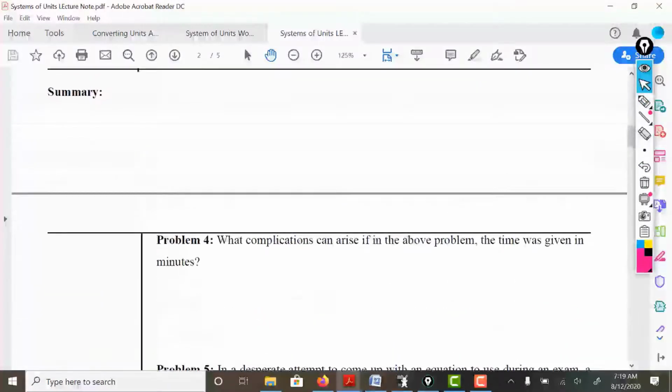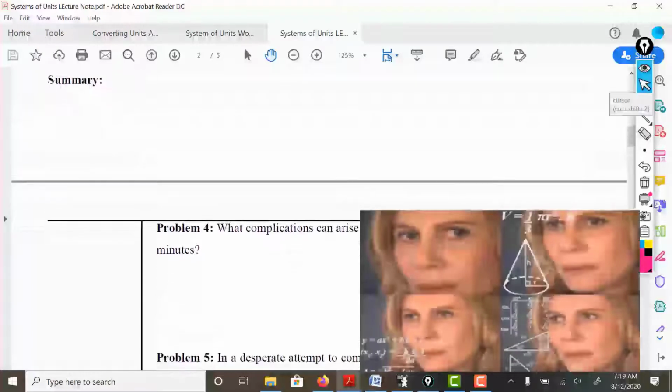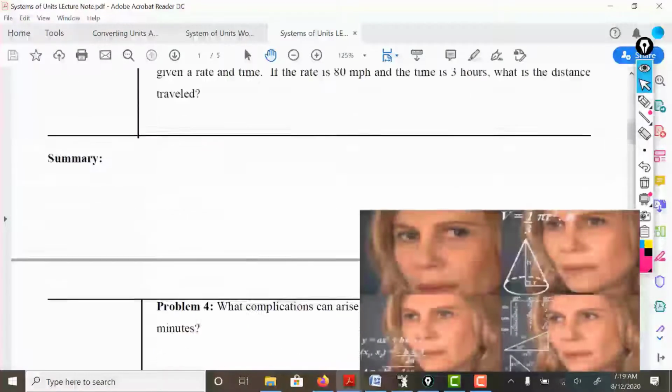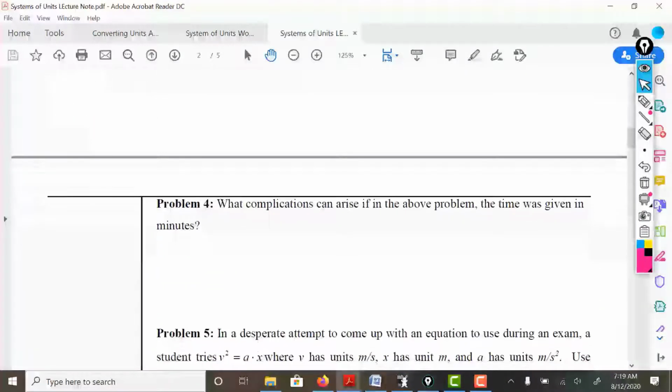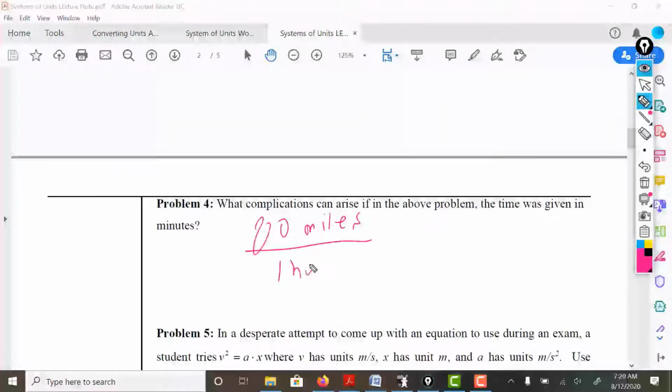So in the above problem, what complications would arise if the time were given in minutes? So imagine instead that it's 80 miles per 1 hour, and it were 3 minutes. Can I cancel these two out? So you see the problem. I need to be able to convert this.